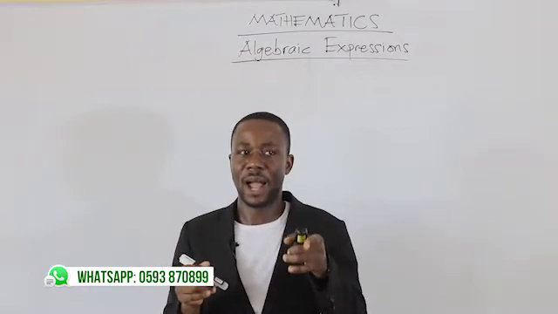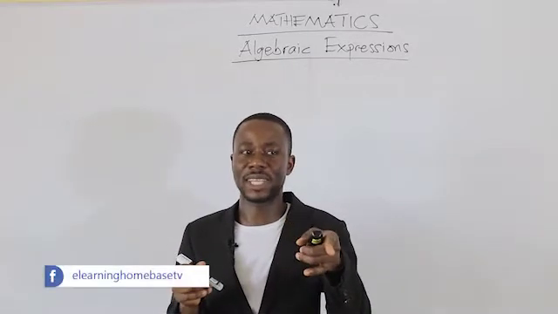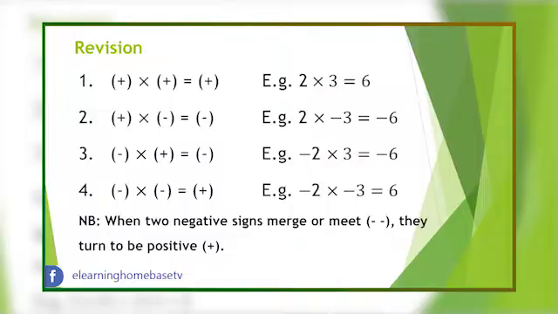So let me use that to solve an example for you. Look at the example beneath there: 2 minus negative 3. Because the two negative signs are in the middle, meeting or merging, they turn out to be positive. So it becomes 2 plus 3, which will give us 5.